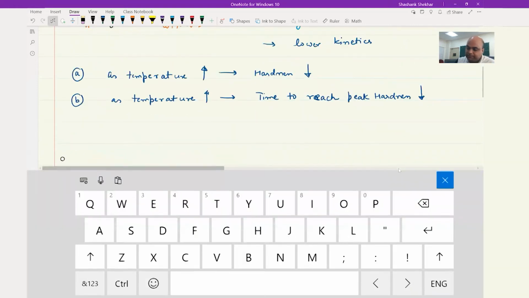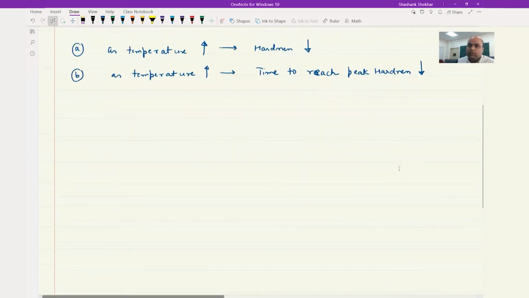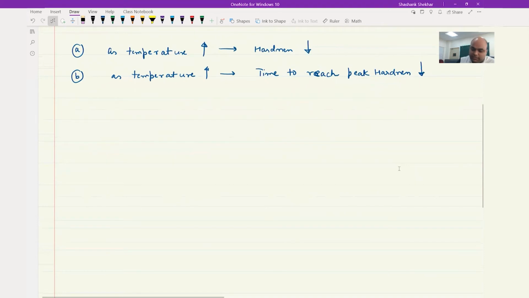So now if I plot the aging curve, we have discussed the aging curve, right? So let's now plot, and whatever we discussed before was for a particular temperature. Now we are changing the temperature. So let's look at how it is going to change with aging temperature.